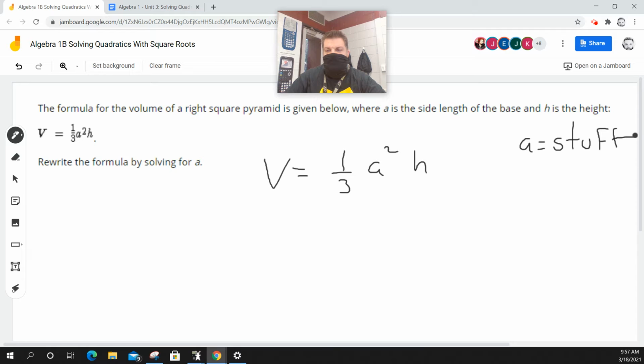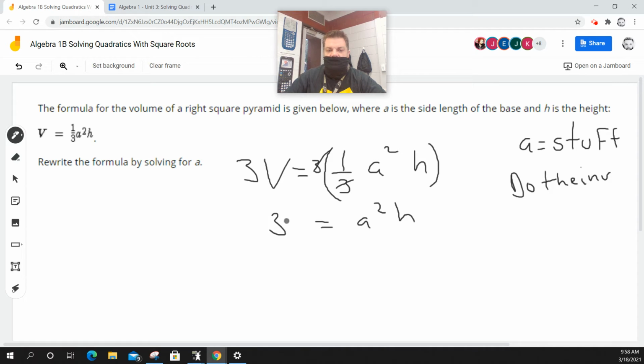To make it look like A equals some stuff, I'm going to do the inverse. So multiplying by 1/3 is the same as dividing by 3. If I want to get rid of this 1/3, I'm going to have to multiply by 3. And whatever I do on one side, I do to the other. Now 1/3 of 3 is 1. 1 times this stuff just gives me A squared times H is equal to 3 times V.